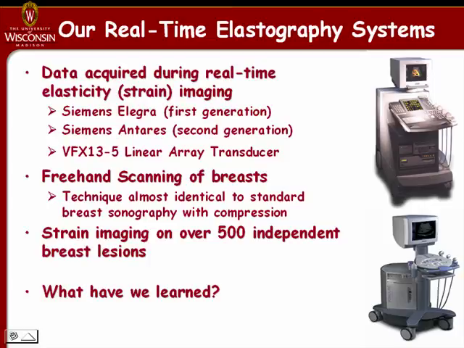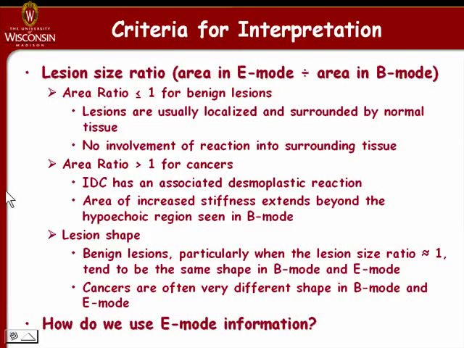For breast elasticity imaging, the technique is very much like the standard breast ultrasound technique. Freehand scanning with a slight amount of pressure applied with the transducer, or as an alternative, hold the transducer still, let the patient breathe, and let the chest motion induce the motion necessary for elasticity imaging. We've done this so far on over 500 subjects, and so I want to talk a little bit about what we've learned from those studies.